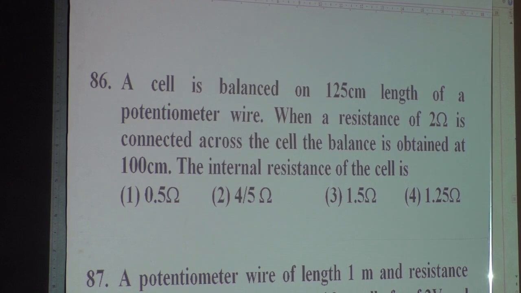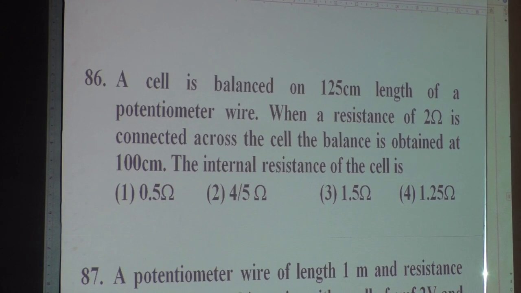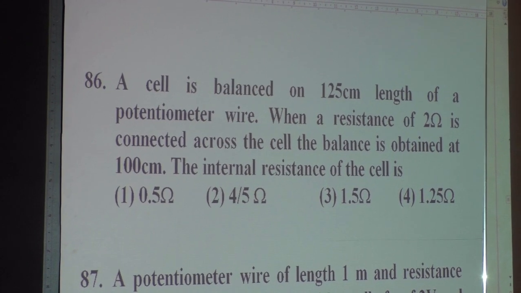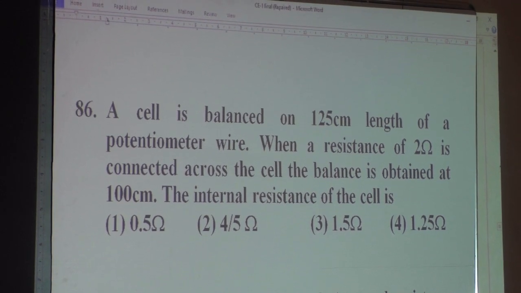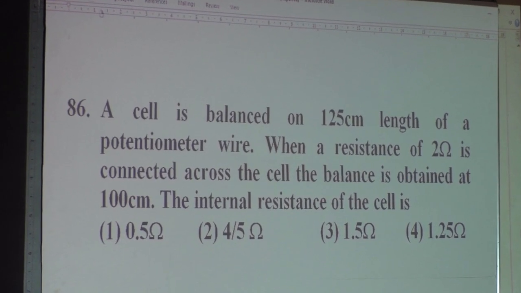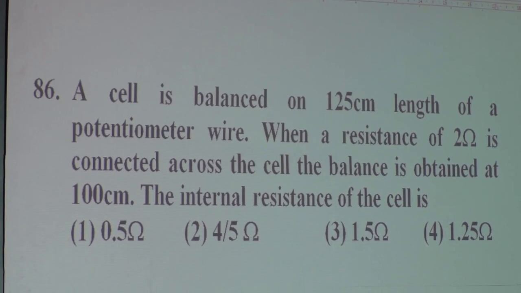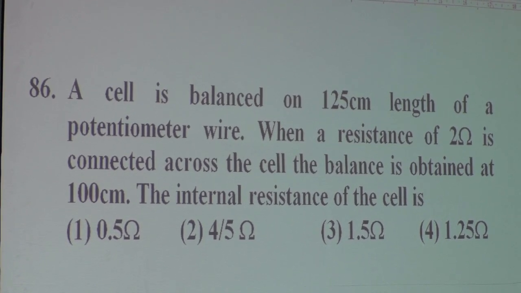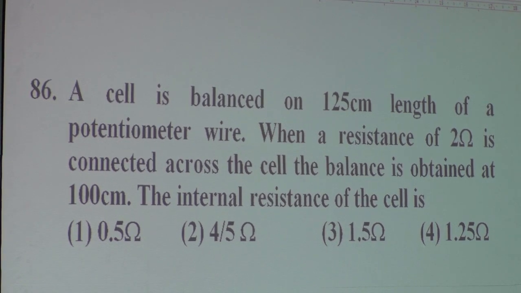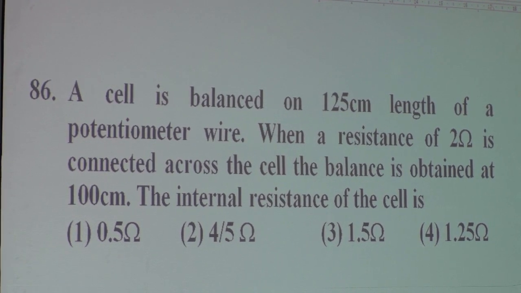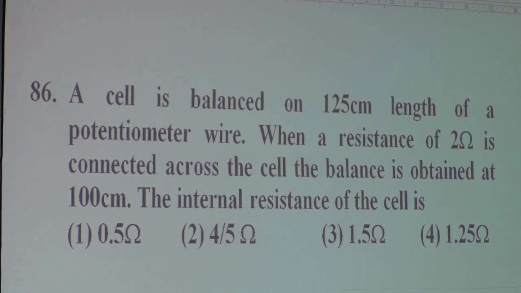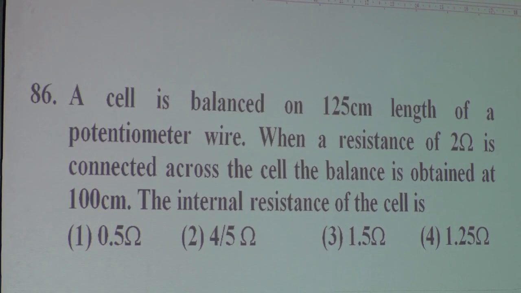Yes. A cell is balanced on 125 centimeter length of a potentiometer wire. When a cell is connected, it gets balanced for 125 centimeters. Then when a resistance of 2 ohm is connected across the cell, the balancing point is obtained at 100 centimeters. Find the internal resistance of the cell. Don't you think that it is the direct formula of finding the internal resistance, right? First one is L1, next one is L2. L1 minus L2 by L2 into capital R gives internal resistance, right?